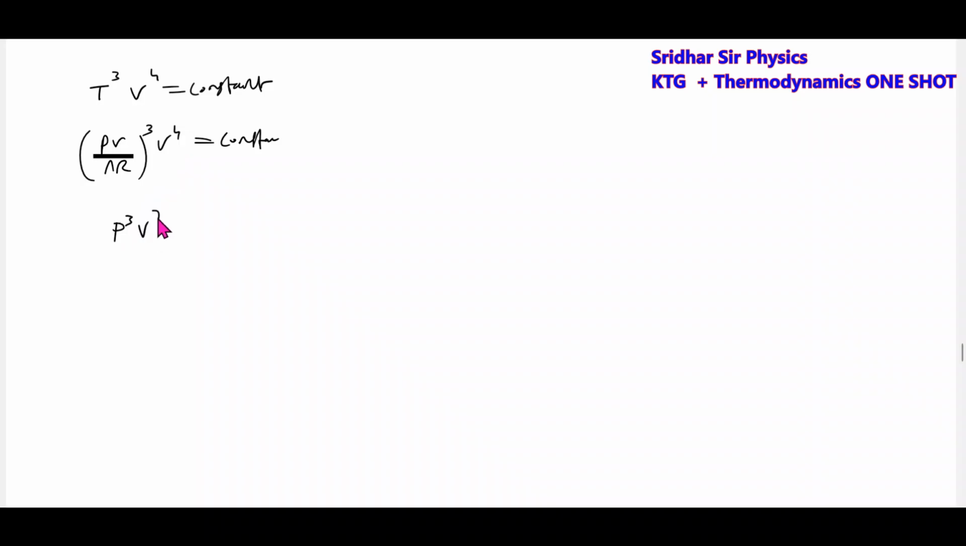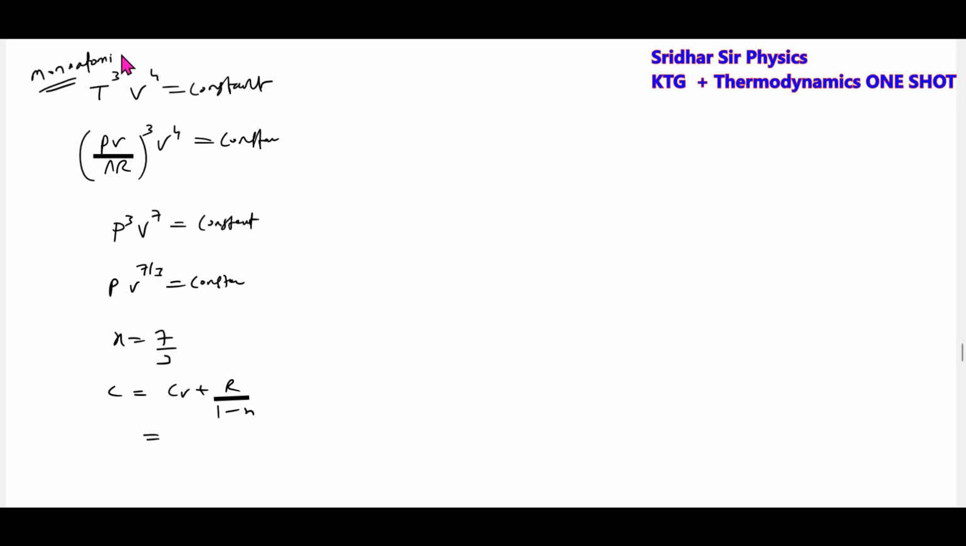So P cubed V to the power of 7 equals constant, or P V to the power of 7 by 3 will be constant. So the X value will be 7 by 3. The molar capacity will be how much? Cv plus R by 1 minus X. We are discussing a monoatomic gas. So 3R by 2 plus R by 1 minus 7 by 3. So this will be 3R by 2, 3R minus 4.